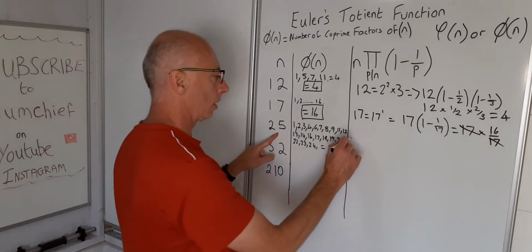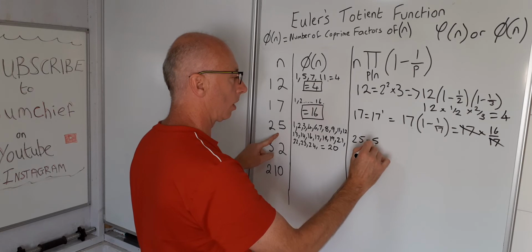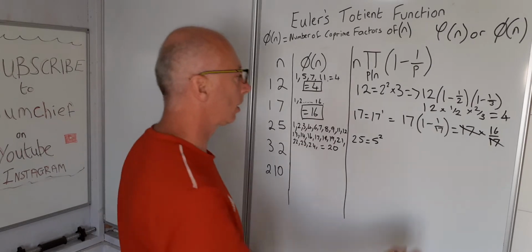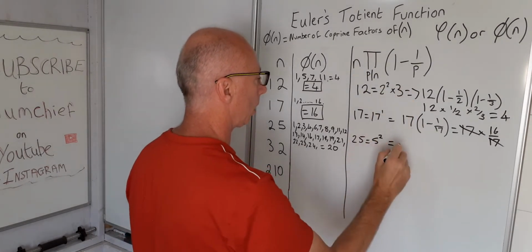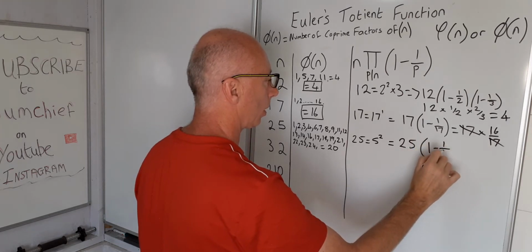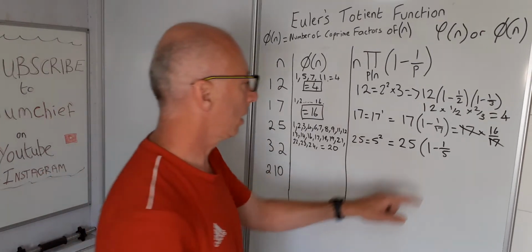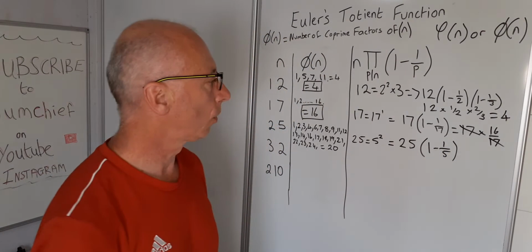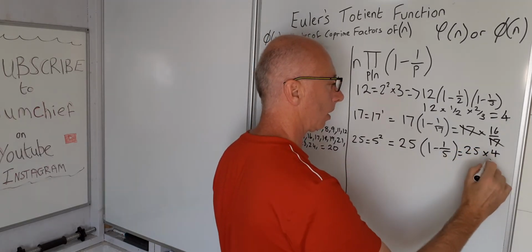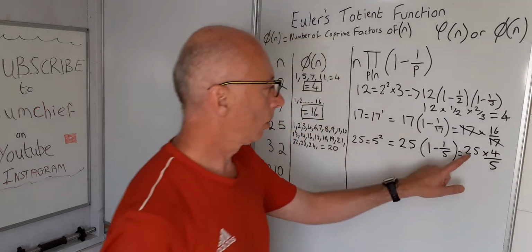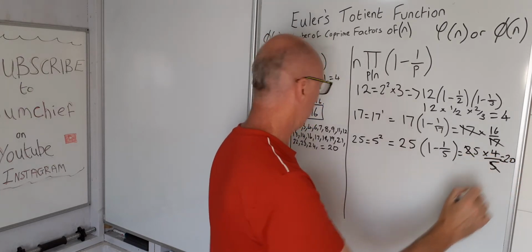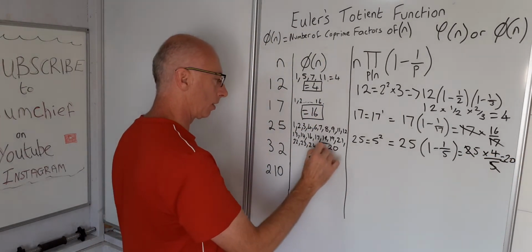So 25 equals 5 to the power of 2. So 5 is our prime factor, and using this formula we get 25 times 1 minus 1 over 5. 1 minus 1 over 5 is 4/5. So that gives us 25 times 4/5. 25 divided by 5 gives us 5, and 5 fours are 20. Okay, so that proves our method.